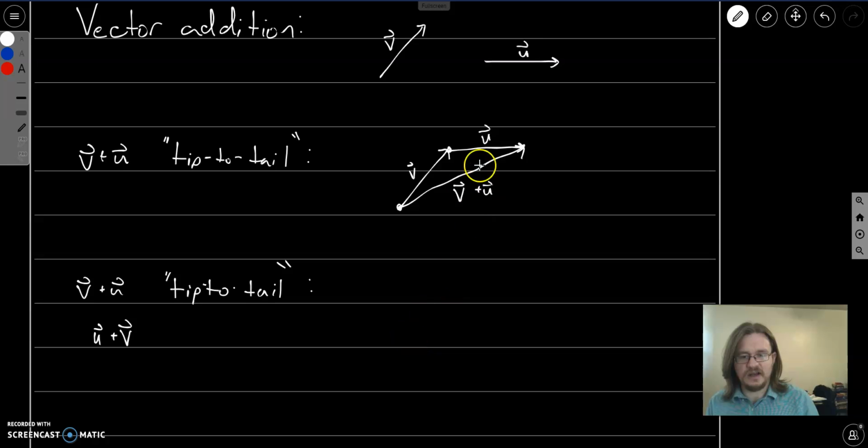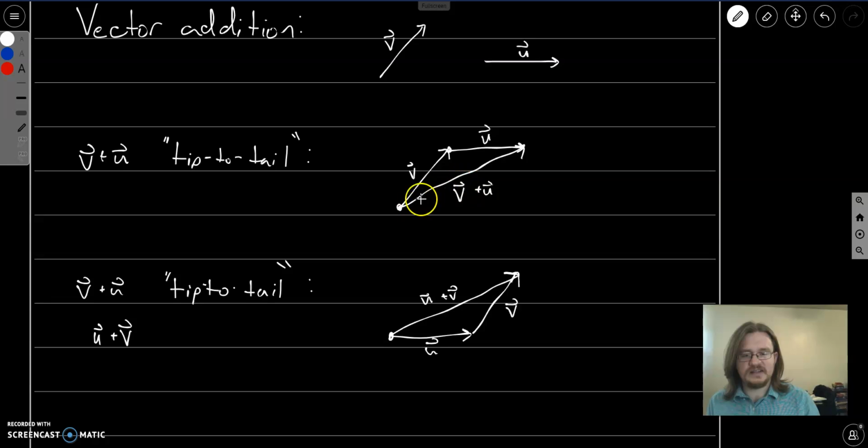So here, again, I'll start with u, and I'll draw u, so it's going to be pointing over, about like that. And then v is pointing up and to the right, about that long. Apologize for my sloppy drawing. And then u plus v is going to start at the beginning of u and end at the end of v. So this is going to be u plus v.